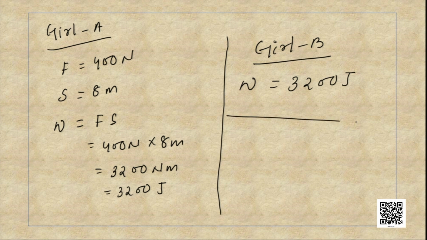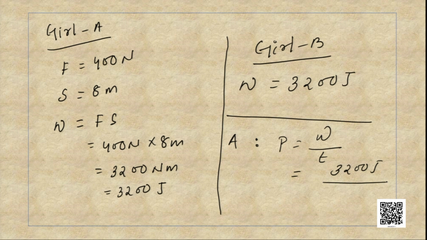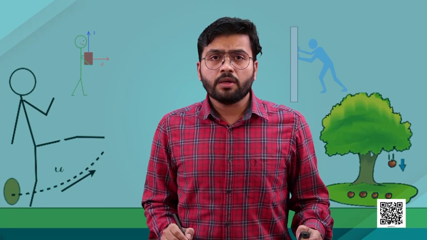So for girl A, the power we can calculate as P is equal to W by T. The W here we had calculated as 3200 joule divided by the time, which is 20 second, and that gives us 160 watt. And for girl B, let's denote the power of girl B as PB, that is nothing but work by time. The work done was 3200 joule divided by the time taken by girl B, 50 second. So the power will come as 64 watt.